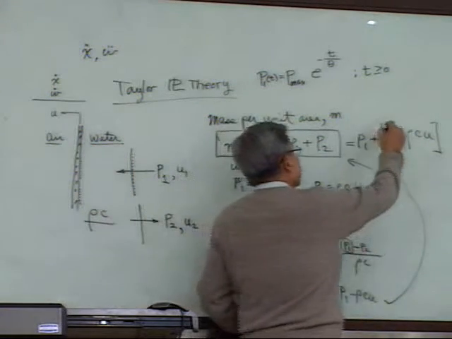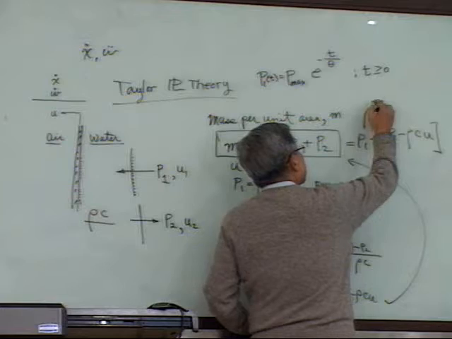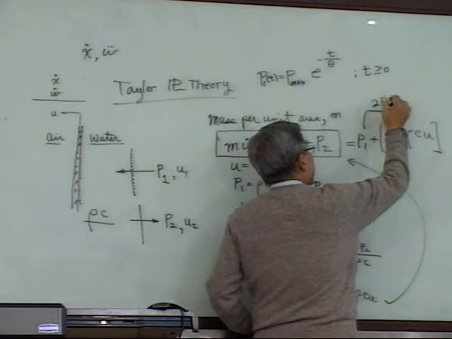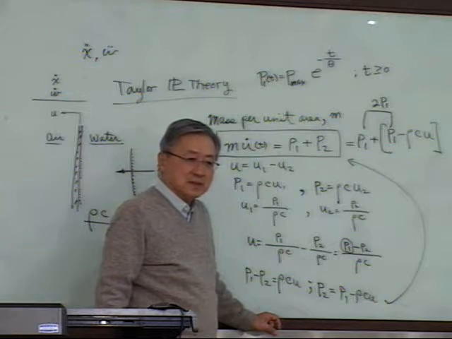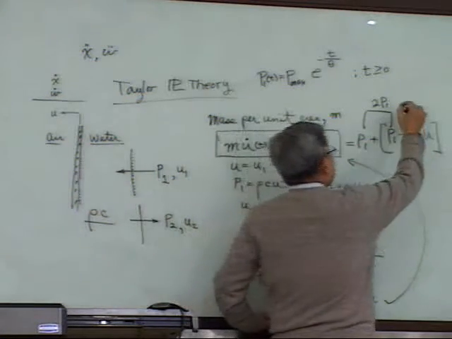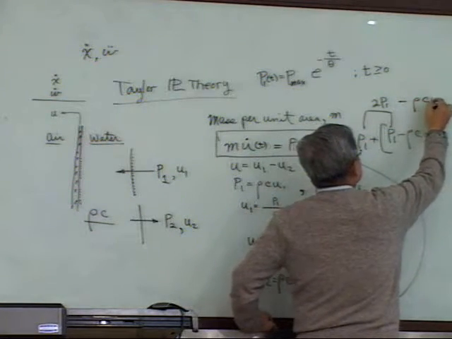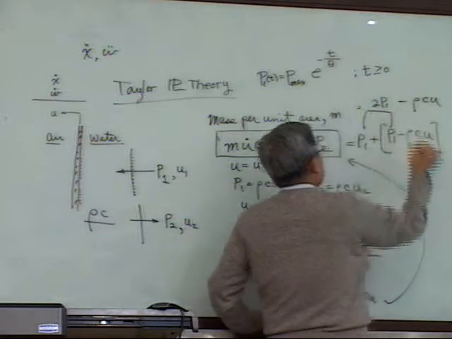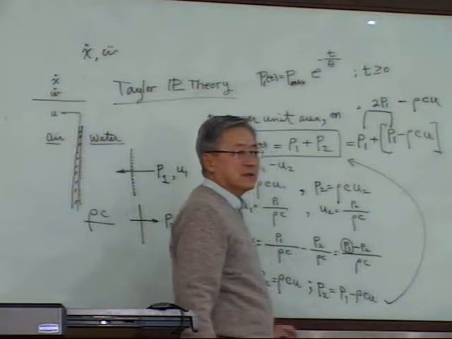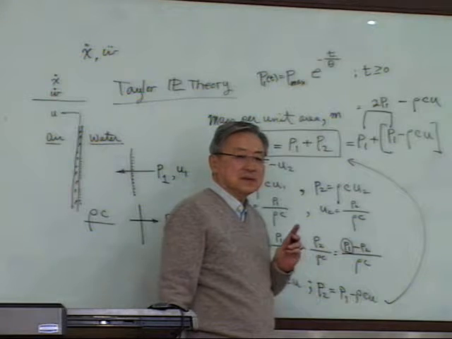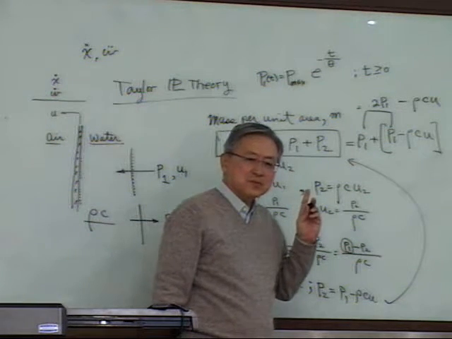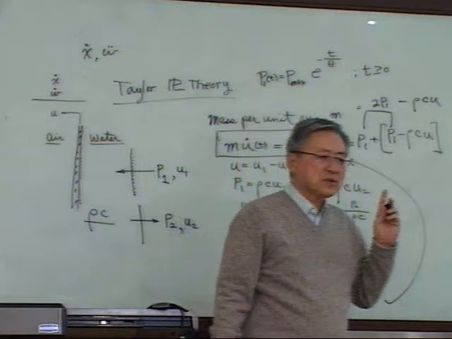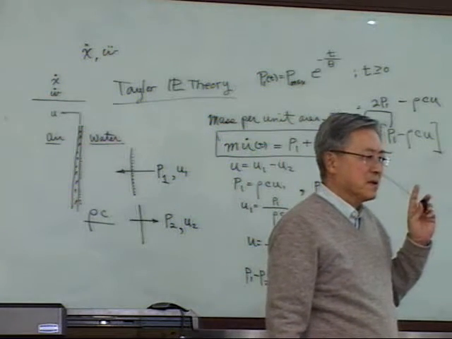Then if you look at this 2P1, it rings the bell to you, doesn't it? And here is minus rho C u. So you can think of what was the 2P1? Where did you see 2P1? Really?